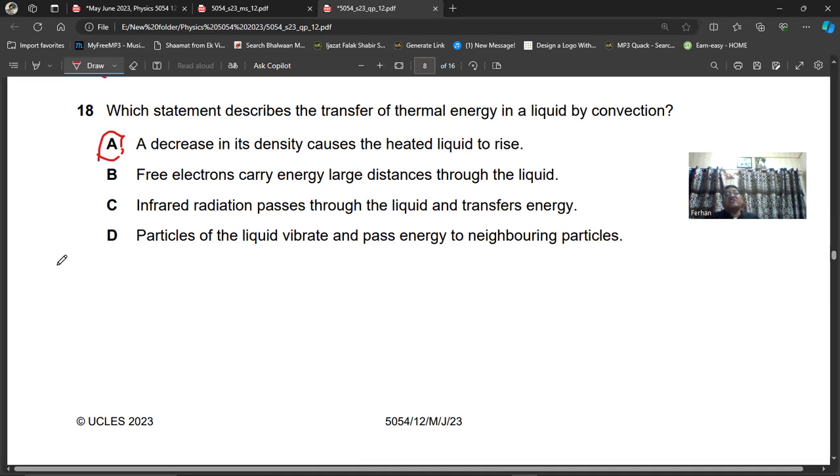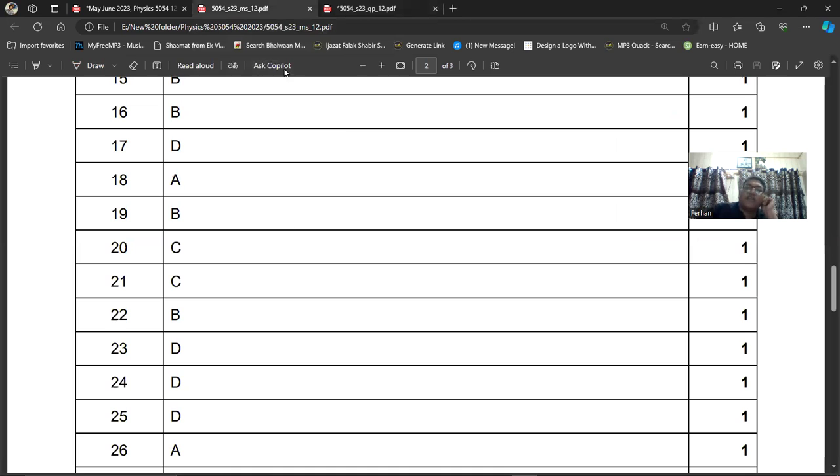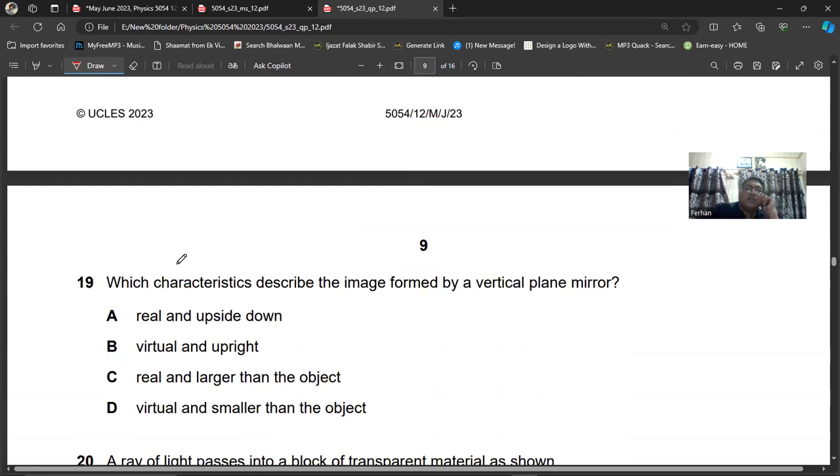Free electrons carry energy large distances through the liquid. That is not convection. Infrared radiation passes through the liquid and transfers energy. This is not convection. Particles of the liquid vibrate and pass energy to the neighboring particle. This is also not convection. Convection is where the liquid becomes less dense and rises upward. A is the right answer, sir. Question number 18, A is the right answer.